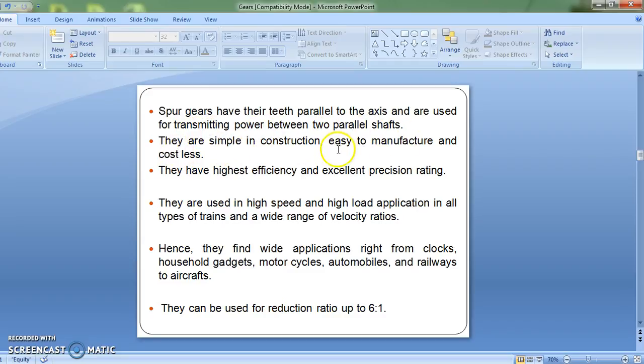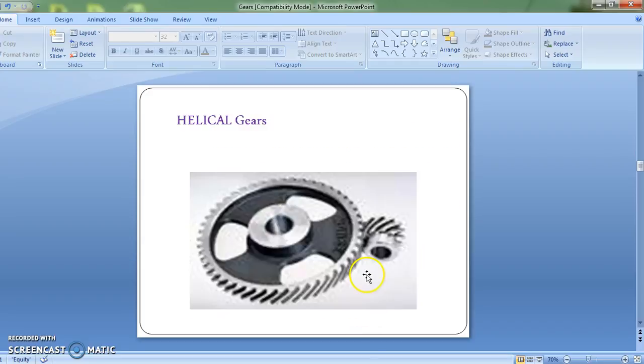They are simple in construction, easy to manufacture and costless. They have highest efficiency and excellent precision rating. They are used in high speed and high load applications in all types of trains and a wide range of velocity ratios. Hence, they find wide applications right from clocks, household gadgets, motorcycles, automobiles and railways to aircrafts. They can be used for reduction ratio up to 6:1.